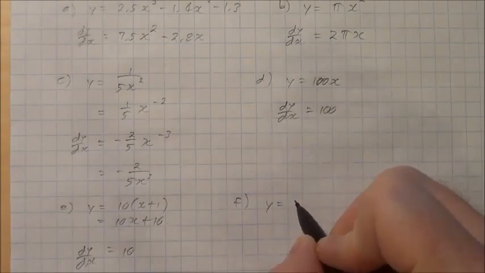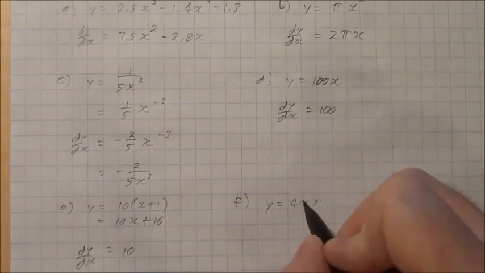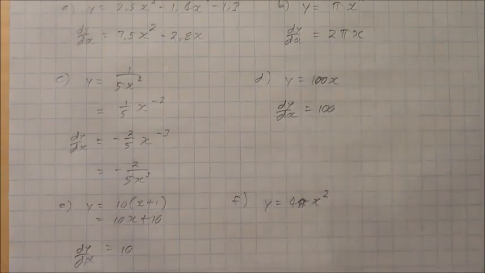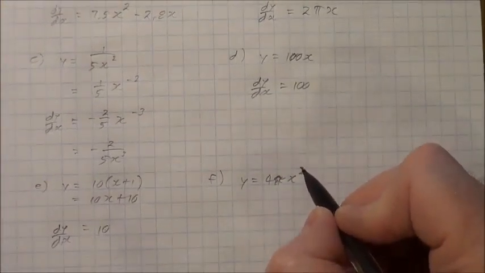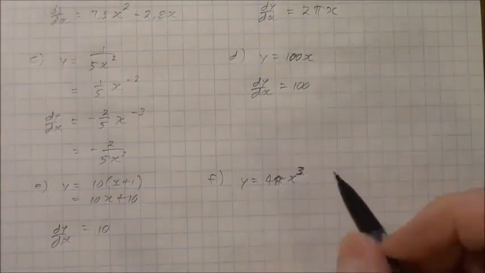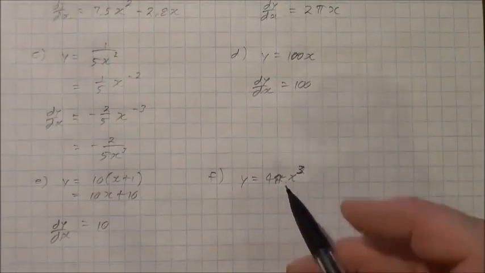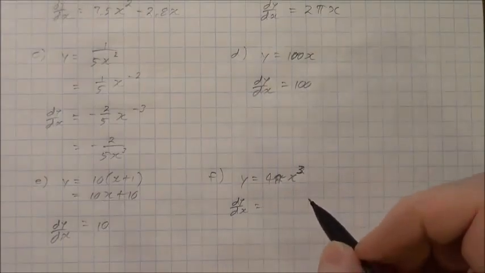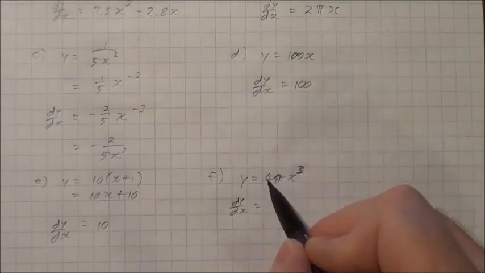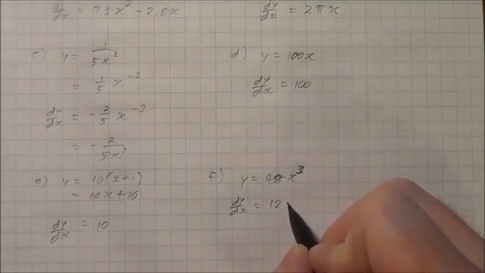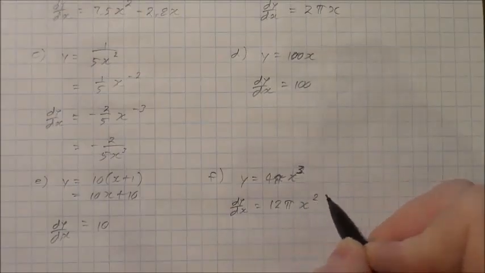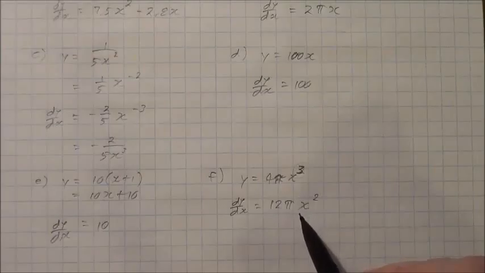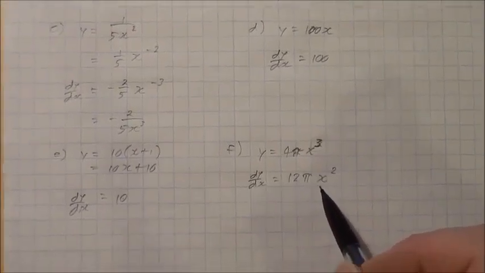Part F, y equals 4 pi x squared. Sorry, again, I apologize profusely. 4 pi x cubed is the question. And so dy by dx, we bring the 3 down in front, multiply by the 4, so we get 12 pi x squared. That would be leaving the answer in exact values.